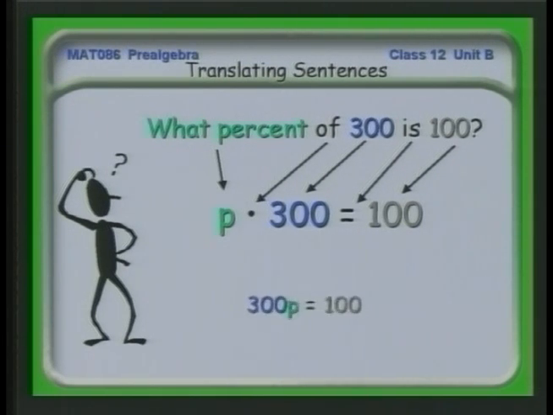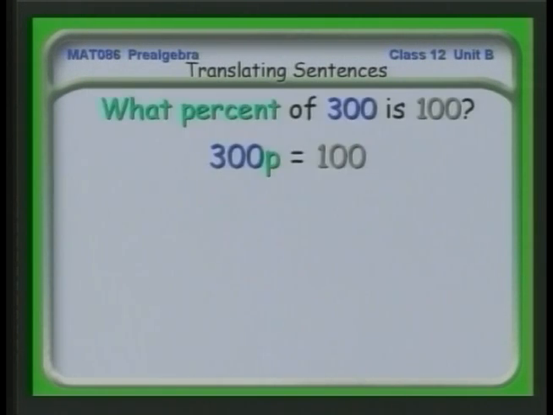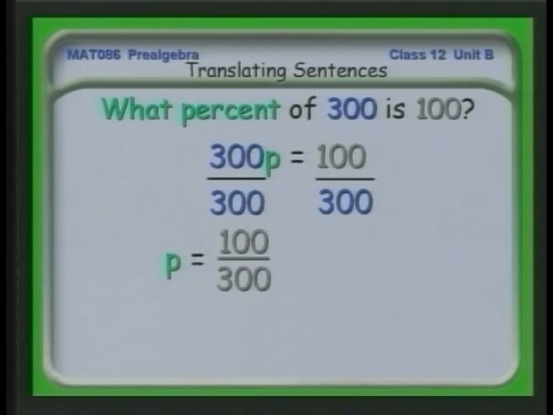Now we have this equation, 300p is equal to 100. To complete the problem, we need to solve the equation 300p equals 100. We need to get p by itself, so I divide both sides of the equation by 300 and get p is equal to 100 over 300. I see two zeros in the top, two zeros at the bottom. If I divide the numerator and denominator by 100, it's the same as canceling those zeros out. And I see that p is equal to 1/3.